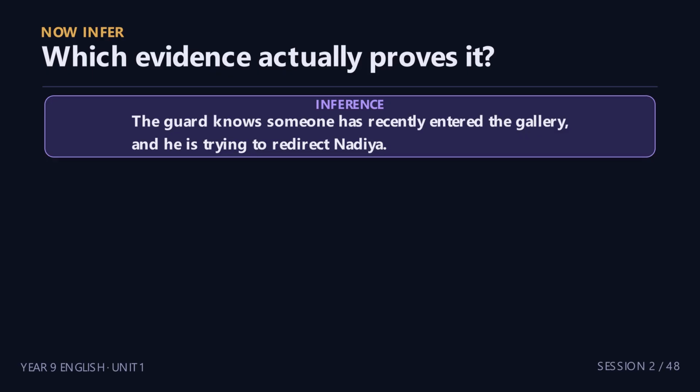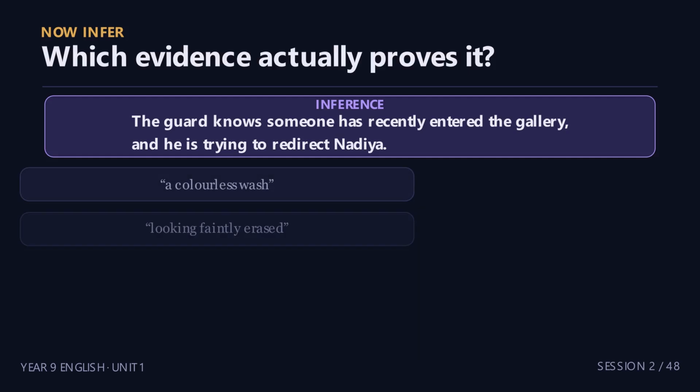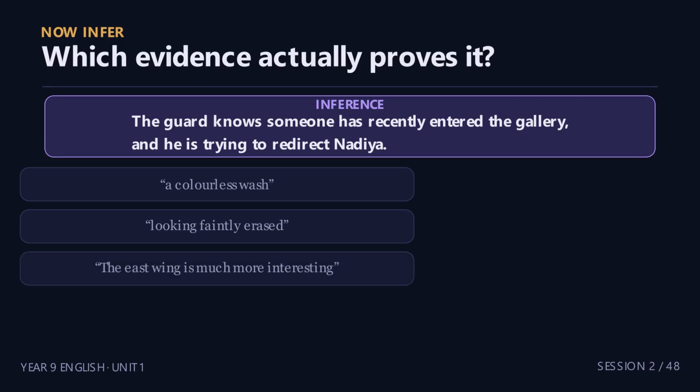Watch how I choose. The passage offers plenty. A colorless wash, looking faintly erased. The east wing is much more interesting. All real, all in the text. But the decisive evidence is this. His polished shoe covered the marks. Why that one? Because it's the only detail where the guard acts against the evidence.